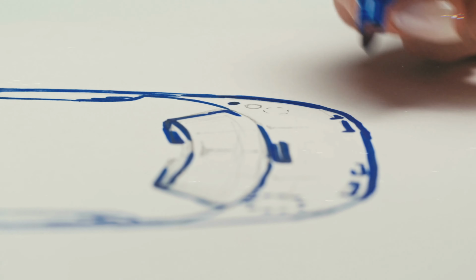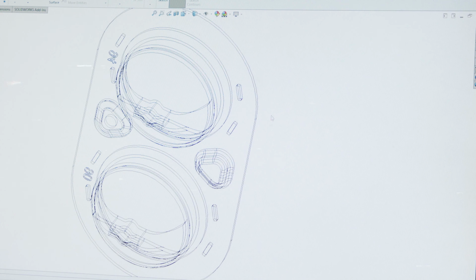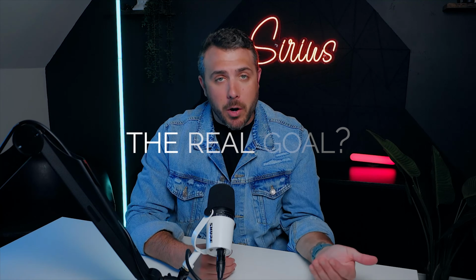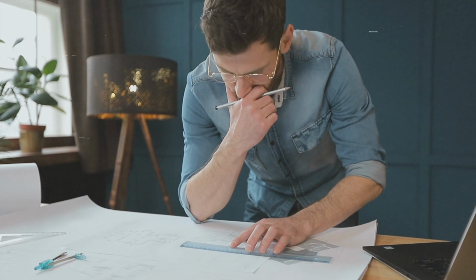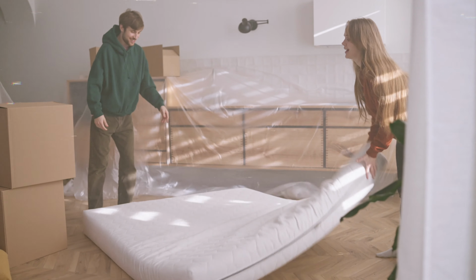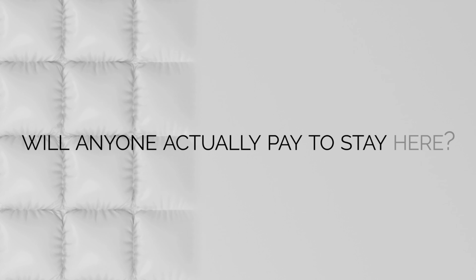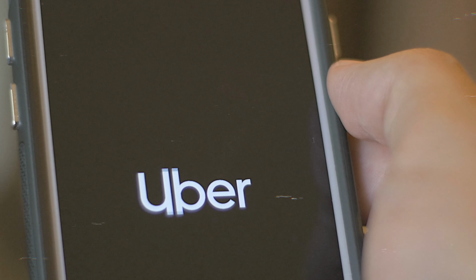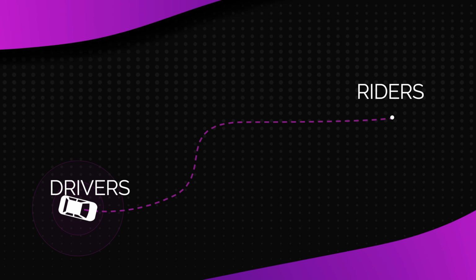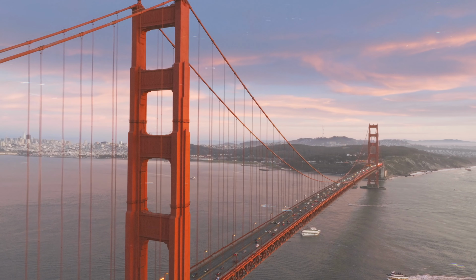An MVP isn't just a rough draft of your final product. It's a small, functional version designed to help you test your idea with minimal time, effort, and money. The real goal? To learn as quickly as possible while keeping your investment low. Think about how some of the biggest companies got started. Airbnb's founders didn't launch with a massive booking platform. They just put an air mattress in their apartment and asked, will anyone actually pay to stay here? Uber didn't begin with a global app either. Their first version was just a basic tool that connected drivers and riders in one city, San Francisco.